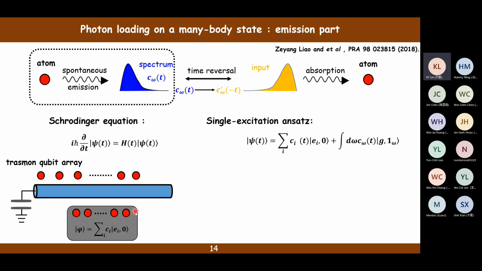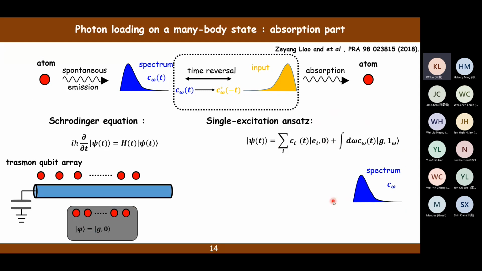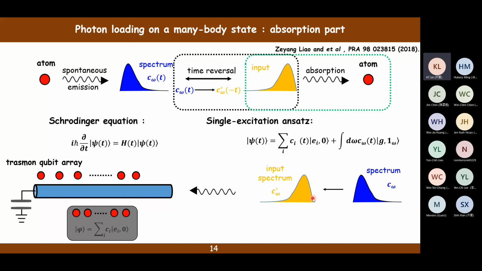So now suppose our atom, this qubit, is in an arbitrary single-excited state, and then we let this system fully evolve. Eventually this atom will emit a photon, and then we can calculate the corresponding emission spectrum here. To do the time reversal operation is easy. We just take the complex conjugate of this emission spectrum, treat it as the input spectrum, and feed it into our system. After this absorption process has been done, the atom will go back to the desired state. Okay.